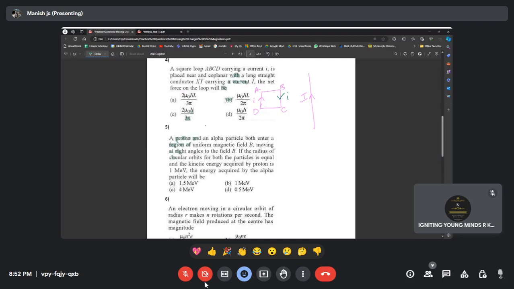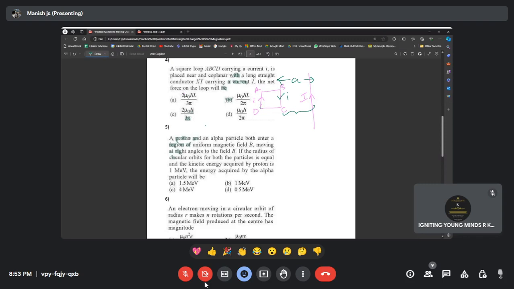It is at a distance of A, they have told. When they say it is at a distance of A, that means it is basically this length. They are not telling us the full length. So whenever you have questions like this, you need to understand. Here we don't have information about the length of the square.